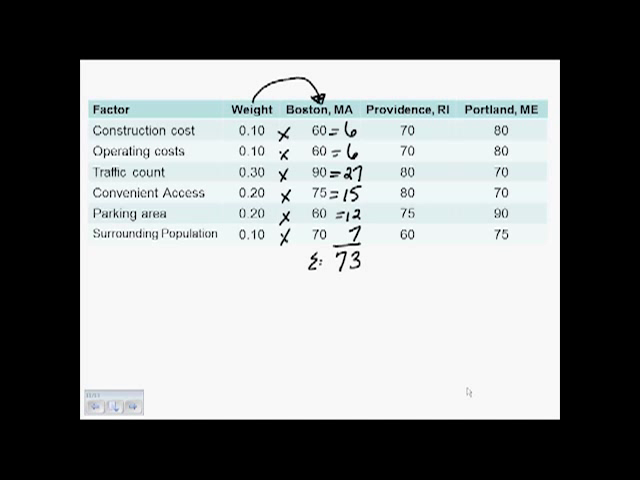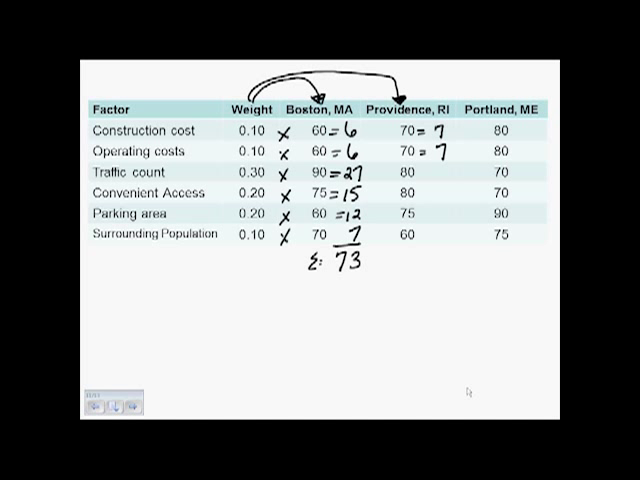We now take these same weights and we are going to apply them to Providence, Rhode Island. And we're going through the same process again by multiplying them out. So Providence for construction costs receives 70 points out of 100. The weight is 0.10. So that's going to be a 7. It also received 70 points on operating cost with a weight of 0.10, which is a 7 again multiplied out.